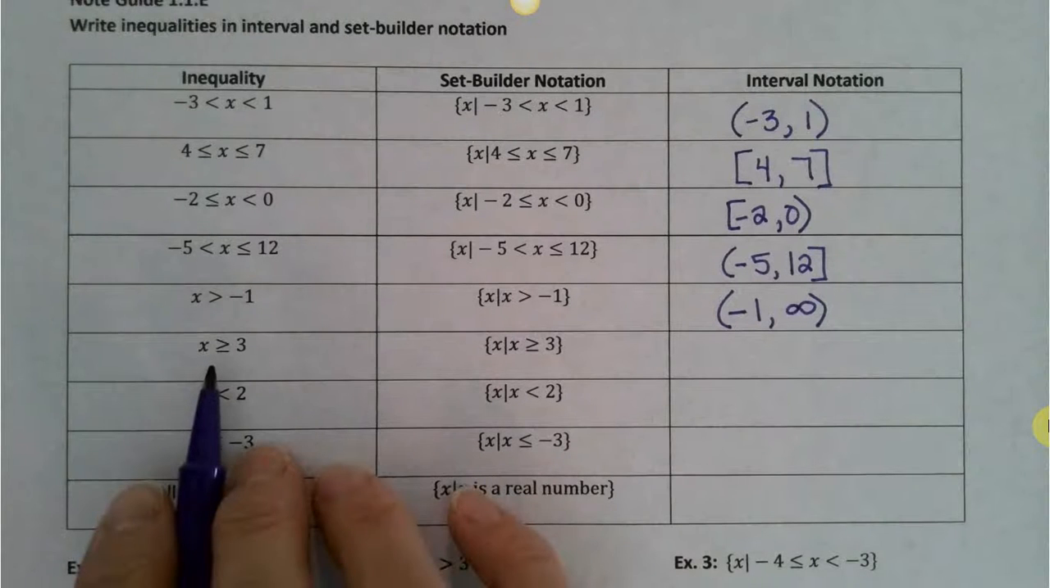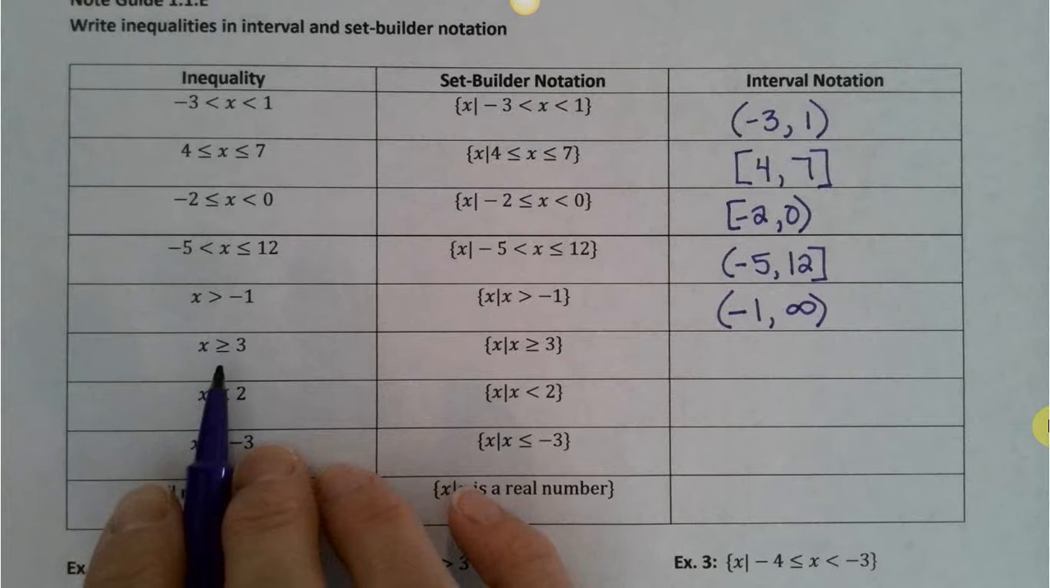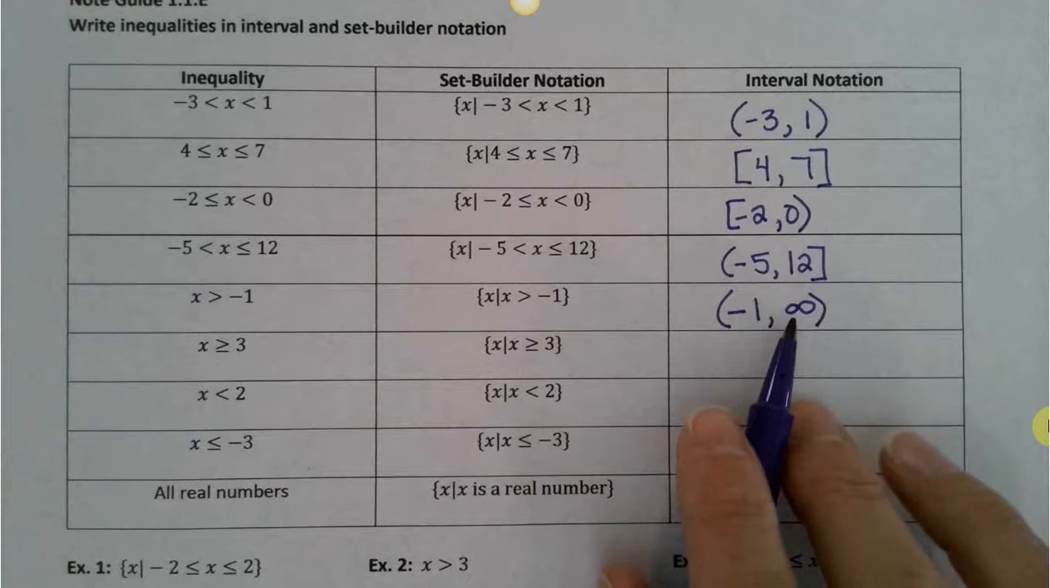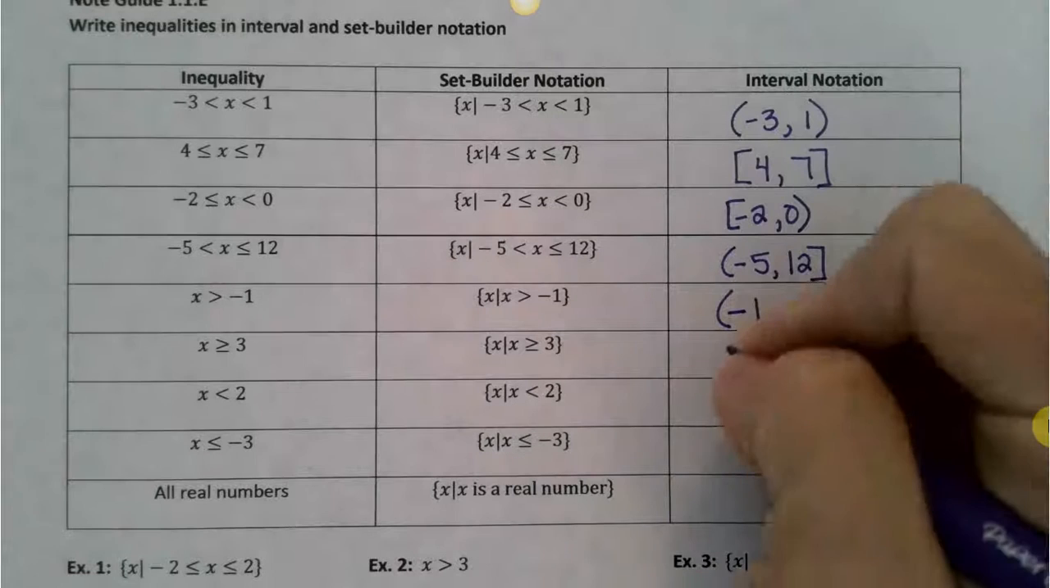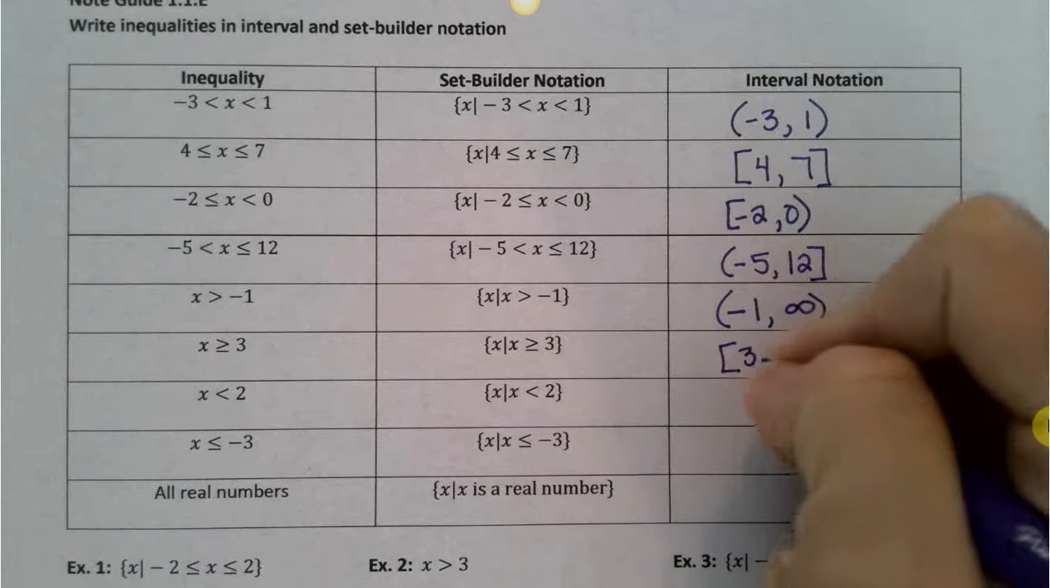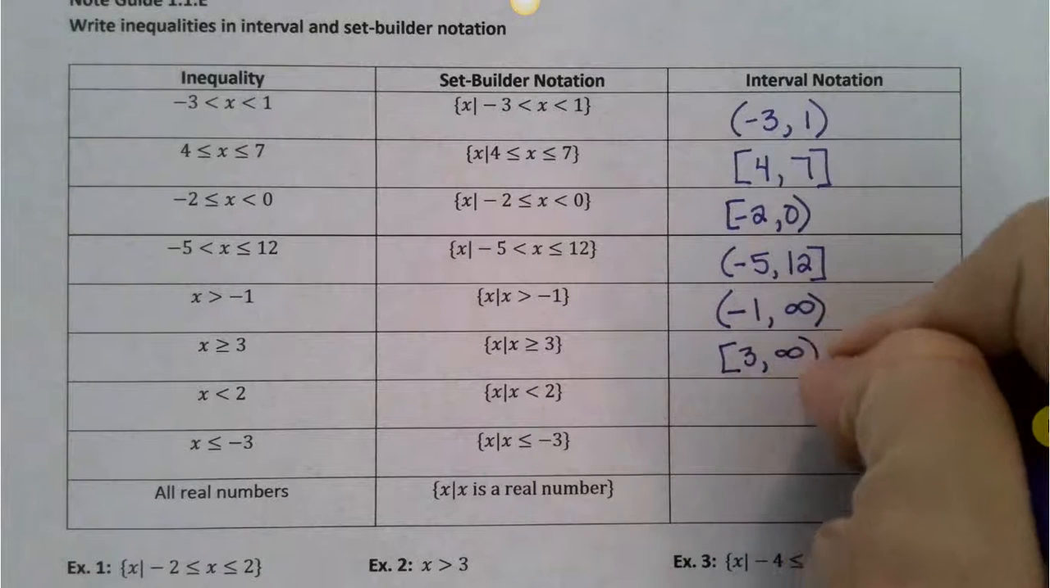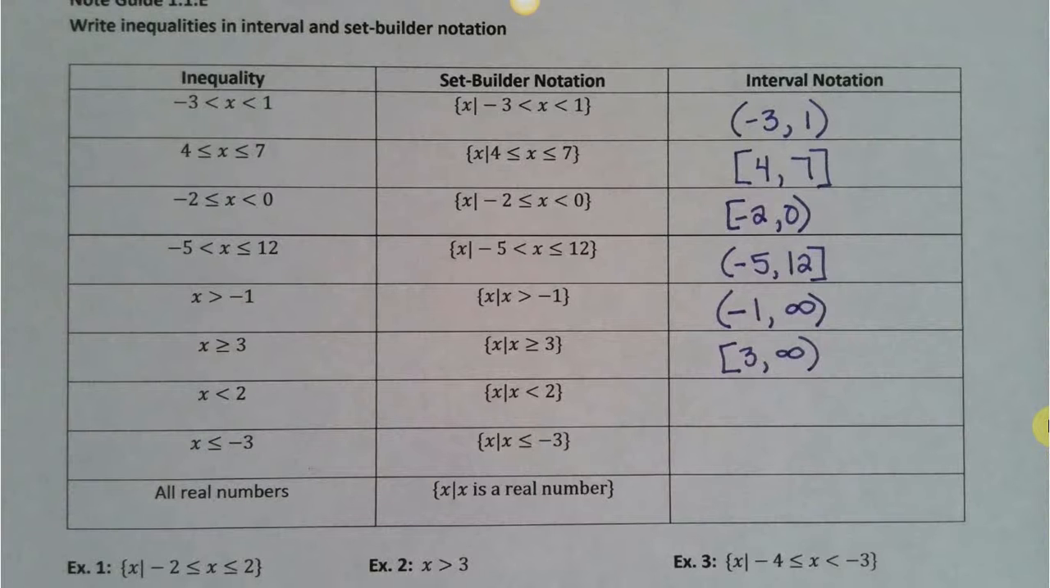So x greater than or equal to 3, that's talking about all the numbers that are bigger than 3, but could also be equal to 3. So that's going to look exactly the same as this one, except because the 3 is included, it gets a bracket instead of a parenthesis. But the infinity still gets a parenthesis.